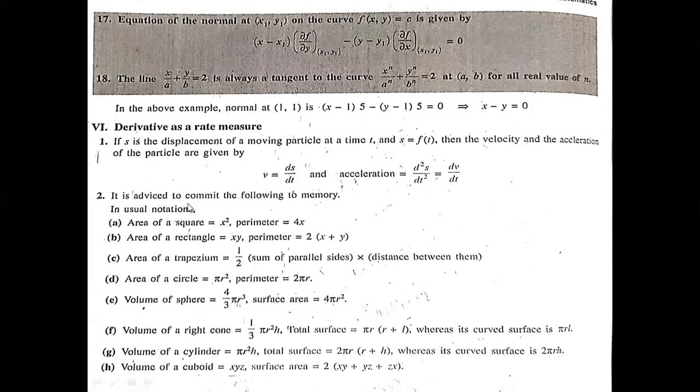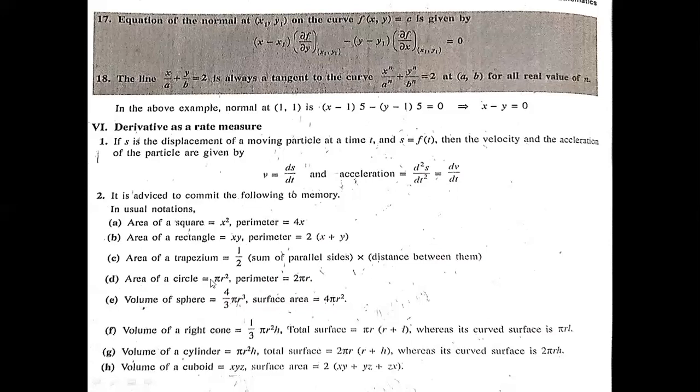Next, second point: it is advised to commit the following to memory. In usual notations, area of a square is x² and perimeter is 4x. If x is the side of a square, area is x² and perimeter is 4 into side, that is 4x. Next, area of a rectangle is length into breadth, that is x·y, and the perimeter of the rectangle is 2(length + breadth), that is 2(x + y). Area of a trapezium is 1/2 into the sum of the parallel sides into the distance between the sides.